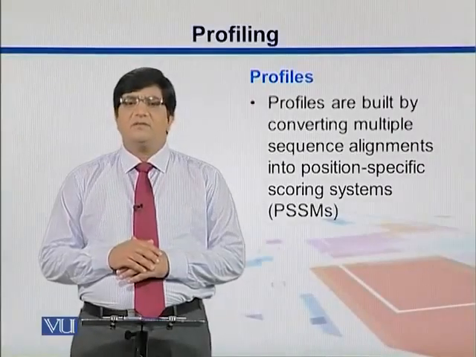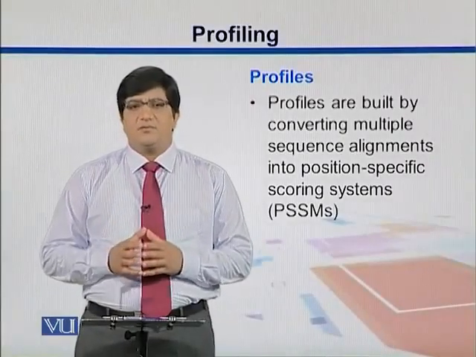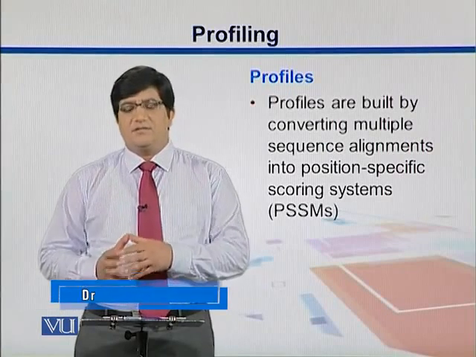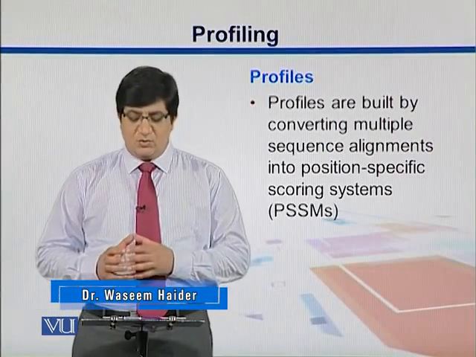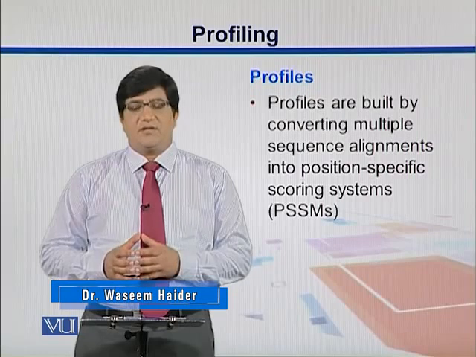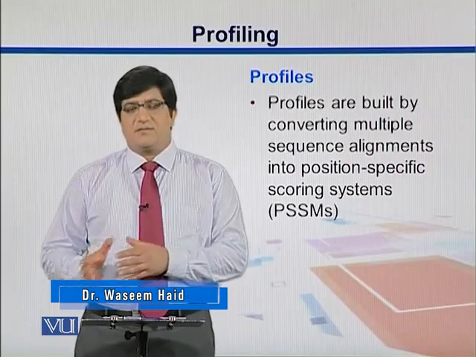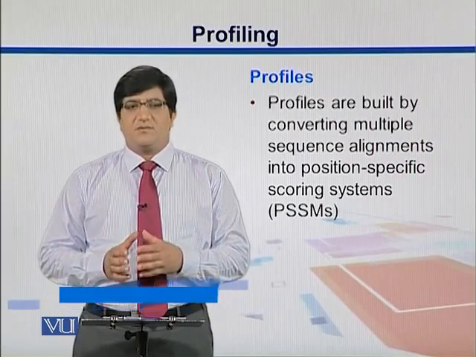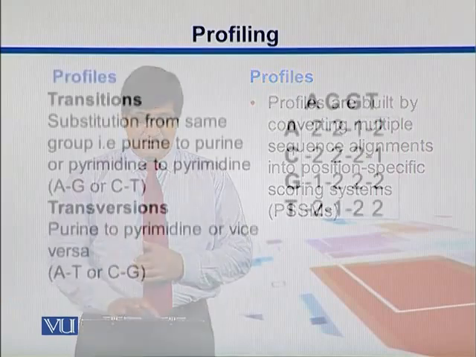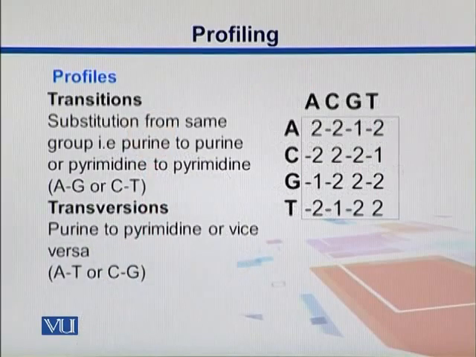Multiple sequence alignments can be obtained by using those profile-based methods. A profile is where we take those alignments and we convert them into PSSMs, which are position-specific scoring matrices, and we can use these profiles in order to do some multiple sequence alignment. So here, for example, we are seeing that there are transitions between different nucleotides and there are transversions.